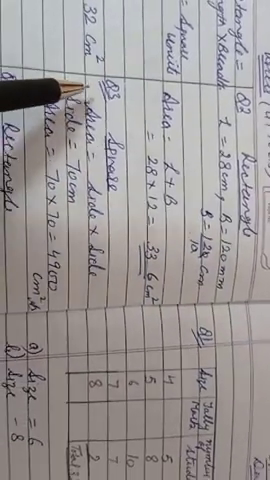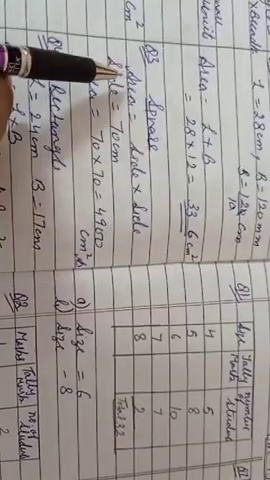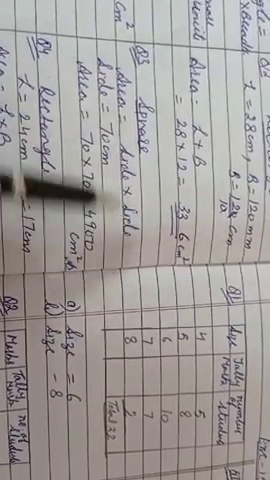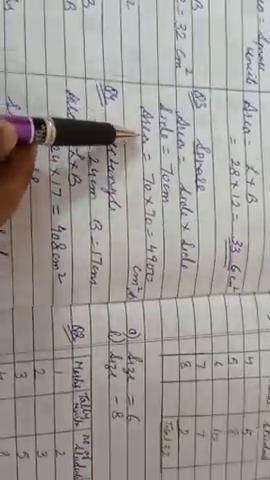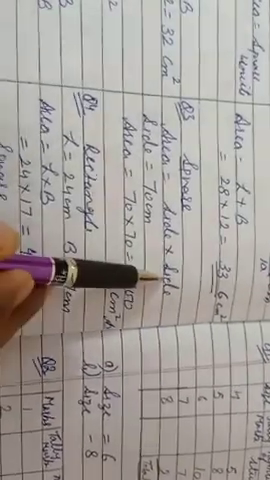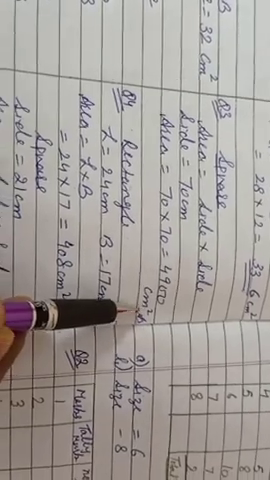Third question. Side of a square. That means the given figure is a square. And we know the formula of area of square, that is equal to side into side. Side is given 70 centimeter. And we need to find area. Area is equal to 70 multiplied by 70, because side is 70. It is 4900 centimeter square.